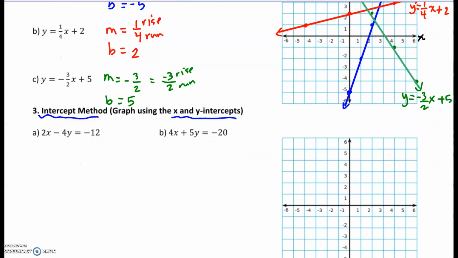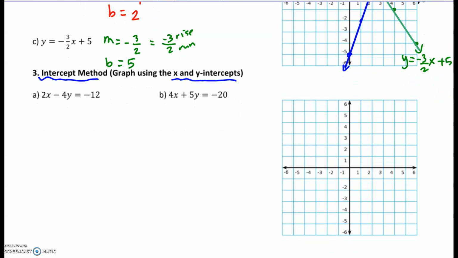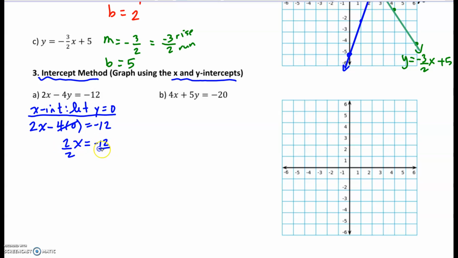So this is just the method that we did in the last lesson. So we know if we're graphing using these intercepts, our equation should be in standard form, and we find our x-intercept first by letting y equal 0. So now we'll sub 0 in wherever I see a y. So 2x minus 4 times 0 equals -12. 4 times 0 is gone, so I'm left with 2x equals negative 12. Divide both sides by 2, so x equals negative 6, which I know would be negative 6, 0 as an ordered pair.